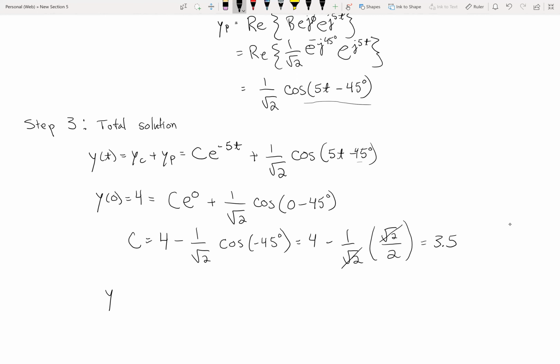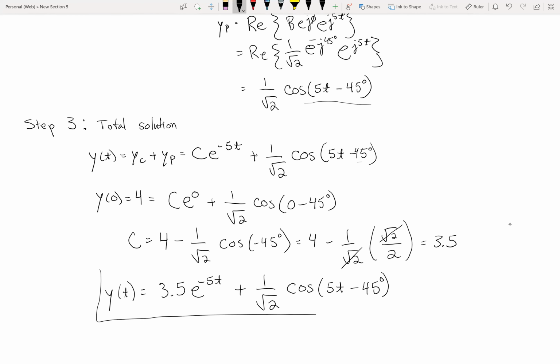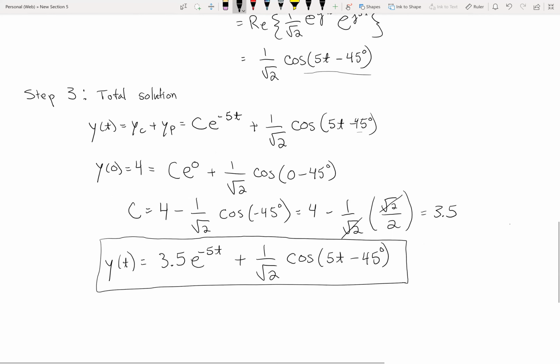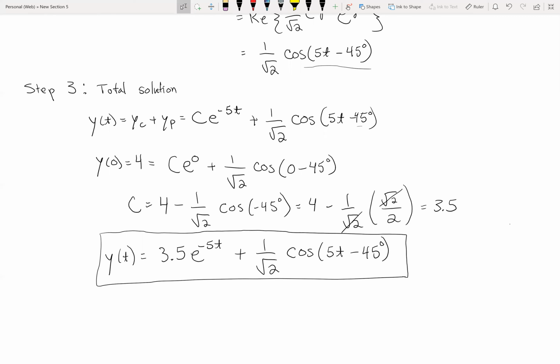So therefore, our total solution, y of t, at the end of the day, is 3.5 e to the negative 5t plus 1 over square root of 2 cosine of 5t minus 45 degrees. Now I want to take a look at this. This is our final answer, right? It's hard to just look at math without having any physical sense of what it means. So what I'm going to do is plot this. I want to use a circuit simulator tool called Simulink, which is built into MATLAB. When I look at this, I have to think about how to plot it.